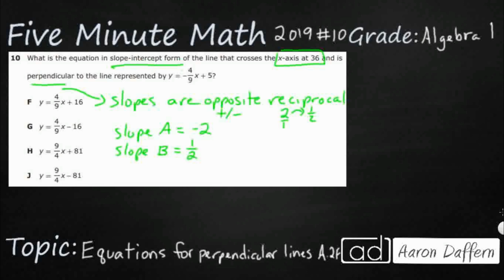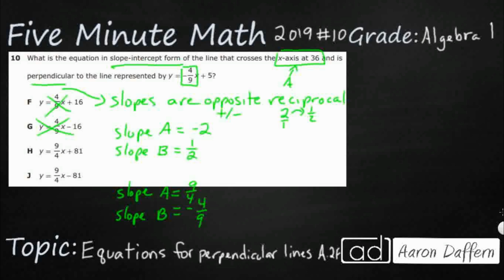So here's what we know. This is going to be our slope. Let's call that slope B. That's the other line. So the slope B is going to be -4/9. So the slope A of the line we are looking for is going to be opposite, so it's going to be a positive. Then it's going to be reciprocal. So instead of 4/9, it's going to be 9/4. All right, so positive 9/4, which means, look at that, I get to get rid of two different answers.